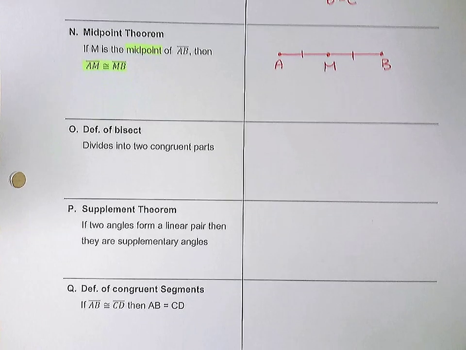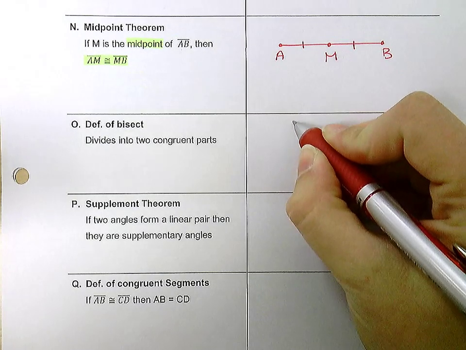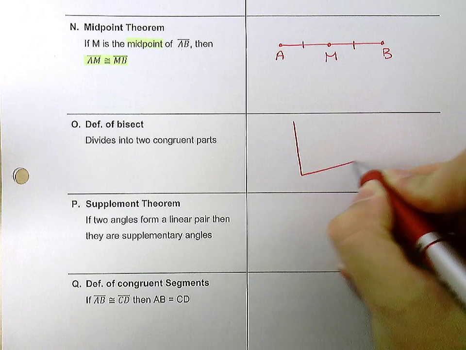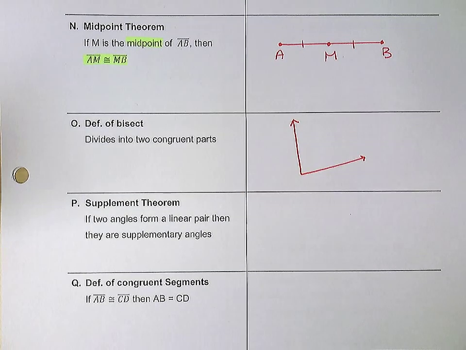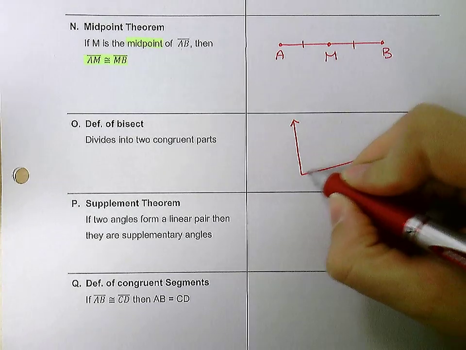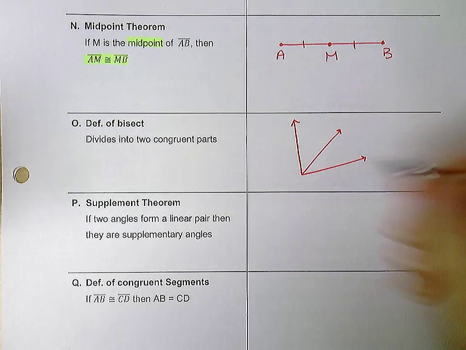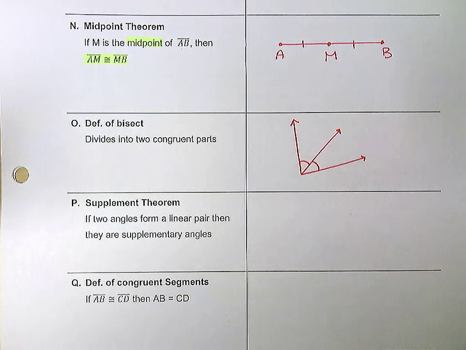Next is the definition of bisect. We kind of talked about this a little bit before. That divides into two congruent parts. So if you're bisecting something, it's splitting it into two congruent parts. I'm going to use an angle as an example here. If I have this angle, and I have a ray bisecting that angle, it would split that larger angle into two congruent parts.